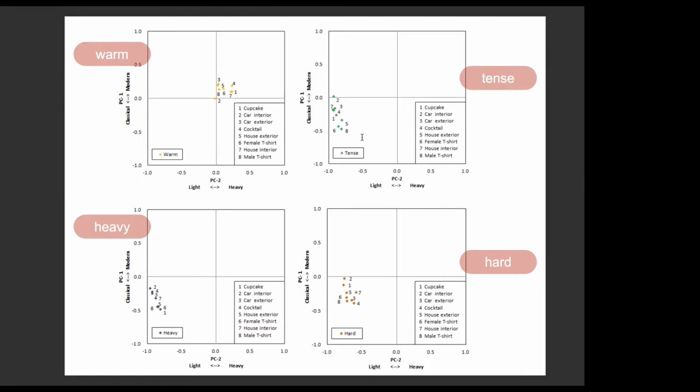So here are results for different scales. We used many. Warm, tense, hard, heavy, as you can see here. And for each scale, we have 8 contexts or 8 application areas. For example, if you look at the graph at top left, which is the result for warm.